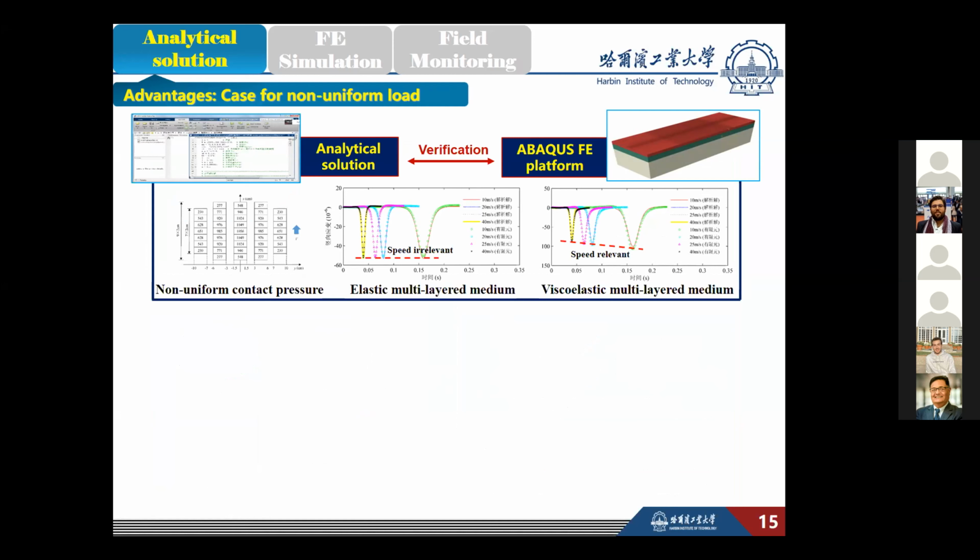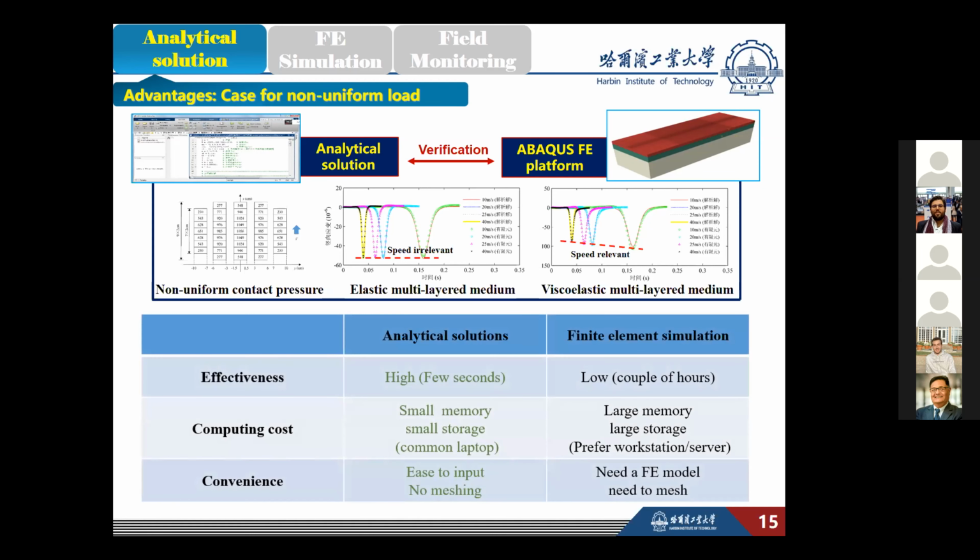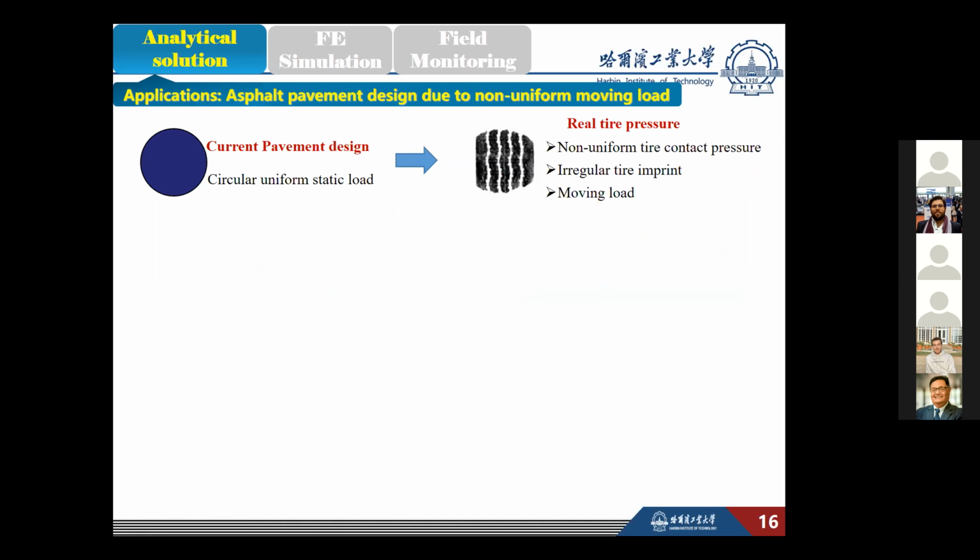This slide is to illustrate the advantage of analytical solution, taking the multi-layered pavement structure subjected to non-uniform moving load as an example. The proposed analytical solution has a better effectiveness, a lower computing cost, and is easy to input. I will introduce some typical applications in the following slides.